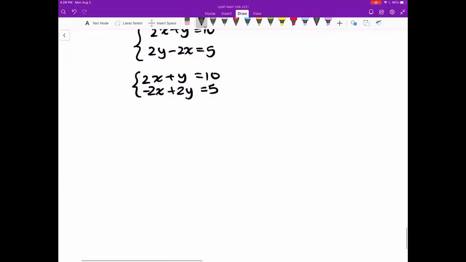And here what we notice is that we can either multiply the y in the first equation by 2 to cancel out the 2 y's, or we can notice that we got 2x and negative 2x, and if we know a little bit of addition, we can see that when we add those two things together, we get 0, so we could just add instead.